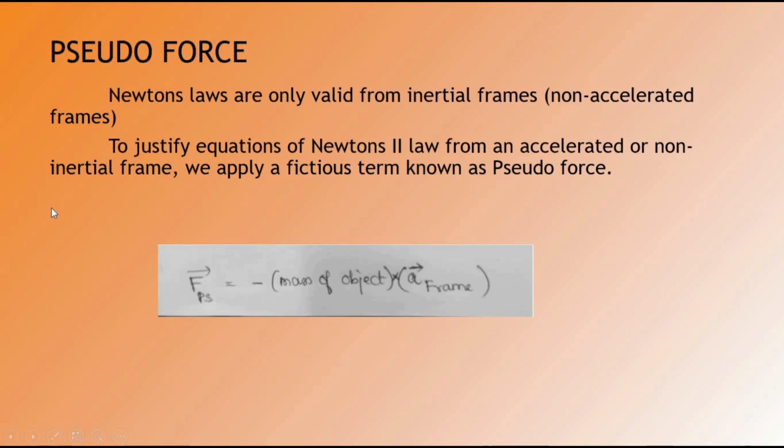Now what is pseudo force? Pseudo, as we know, means false, something which is not the actual reality. Newton's laws are only valid from inertial frames or non-accelerated frames of reference. To justify equations of Newton's law from an accelerated or non-inertial frame, we apply something called a pseudo force, which is a fictitious term that occurs only in equations. F_PS vector, which is the pseudo force vector, is equal to mass of object into the acceleration of the frame of reference in the opposite direction, which is given by the negative sign here.